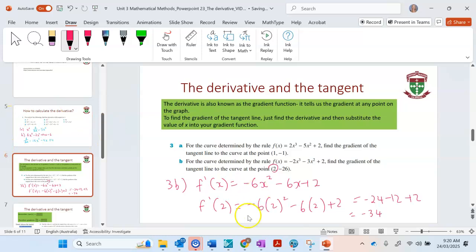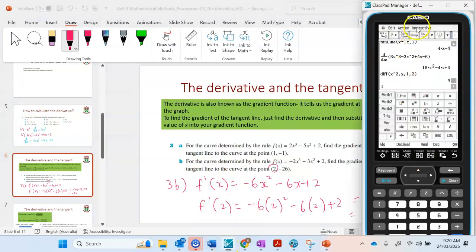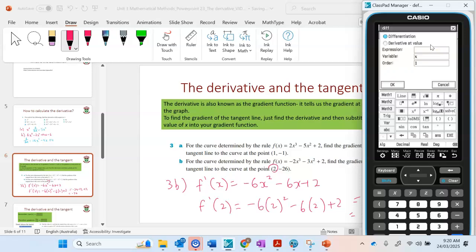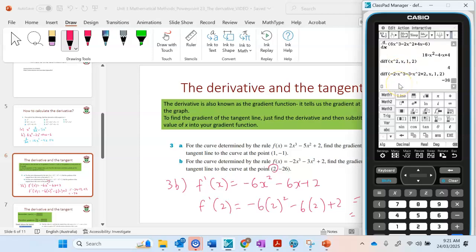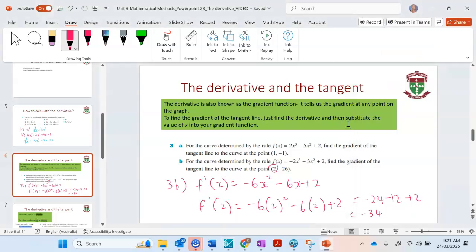So on your calculator, let's just quickly check. We can go calculation, diff, and we want to do derivative at a point. So our expression was negative 2x cubed minus 3x squared plus 2, and we're finding it at x equals 2. Oh, did I do something wrong? Negative 36. Whoops, that plus 2 shouldn't be there. Sorry guys, hopefully you recognize that. I'm just going to keep that in the video.